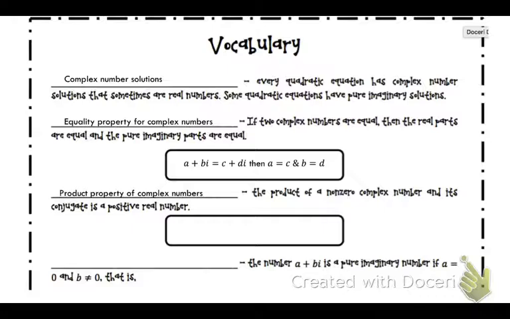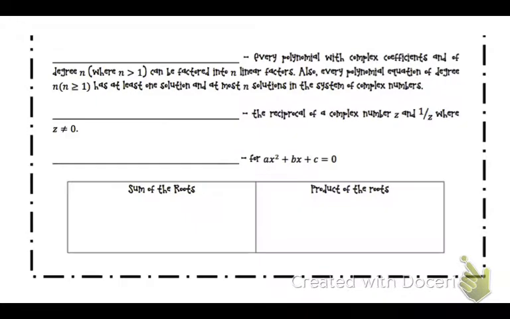So the product property of complex numbers: the product of a non-zero complex number and its conjugate is a positive real number. So that's a plus bi times a minus bi equals a squared plus b squared, which ends up just being a real positive number. Okay, that last definition, just ignore it.